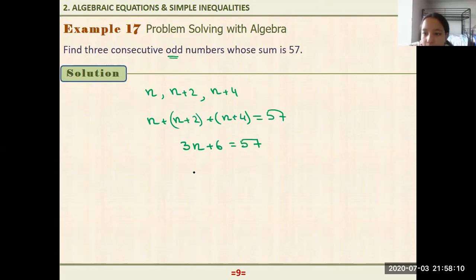Here with 3n, we should take 6 to the right hand side: 3n equals 57 minus 6. And n equals, what is 57 minus 6? It is 51. And we should divide both sides by 3. So here we have 3n over 3. Now, what is n? 51 divided by 3. What is it?